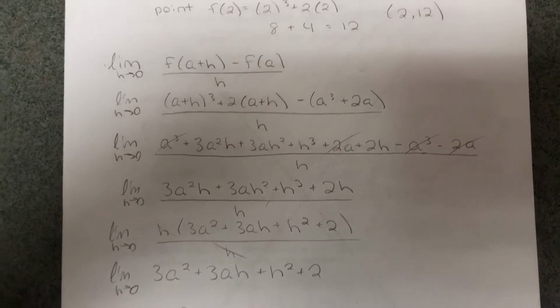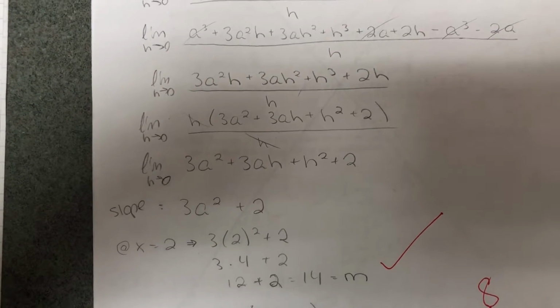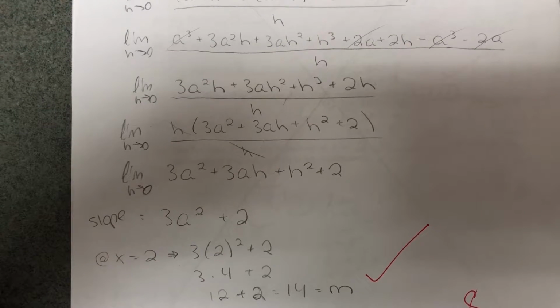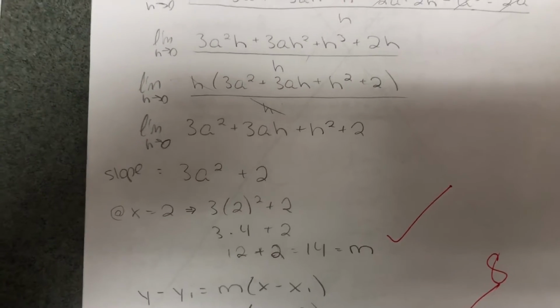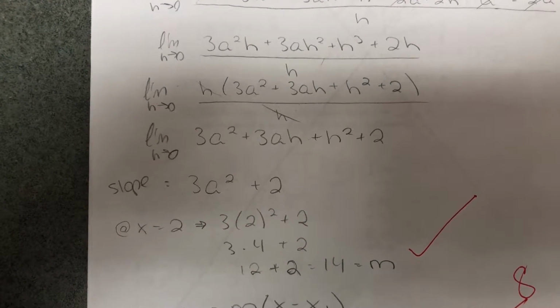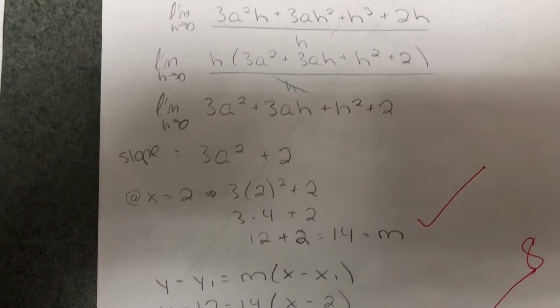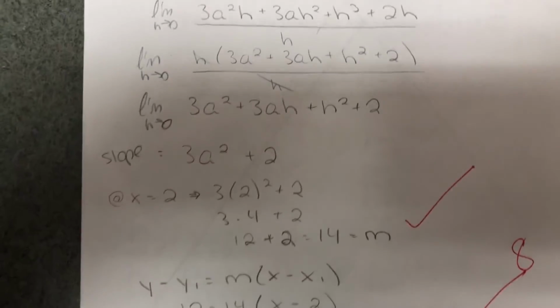Simplify, and you get limit as h approaches 0 of 3a squared plus 3ah plus h squared plus 2. Then plug in 0, and you get the slope is 3a squared plus 2. Now, at x equals 2, plug in for 2, and you get 14 as your slope.